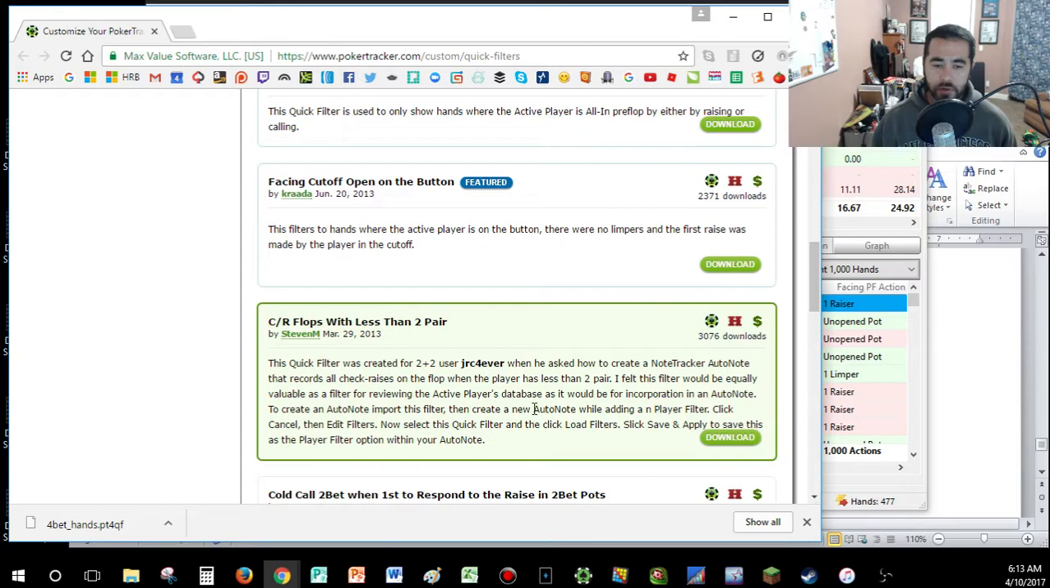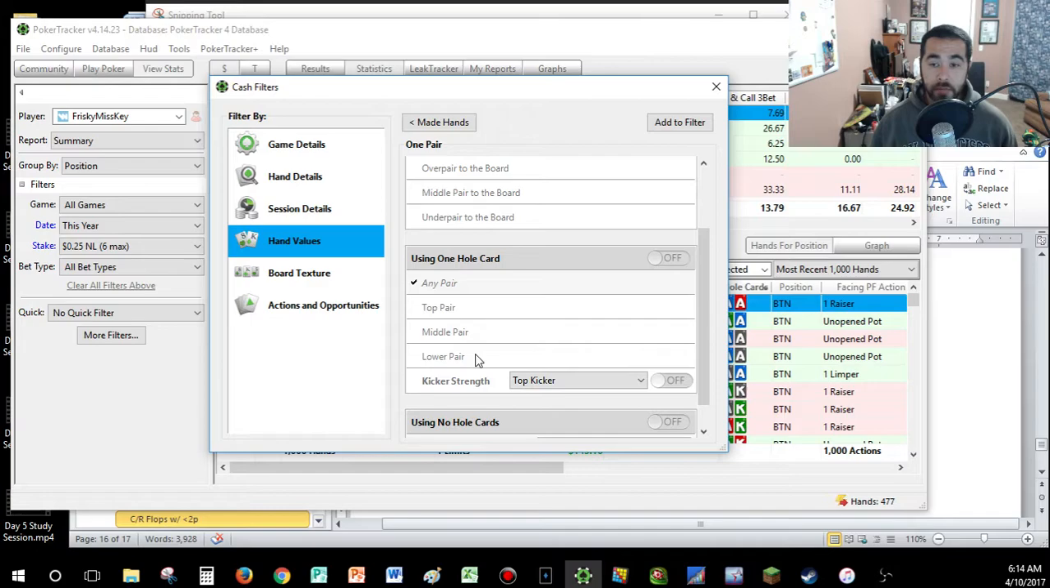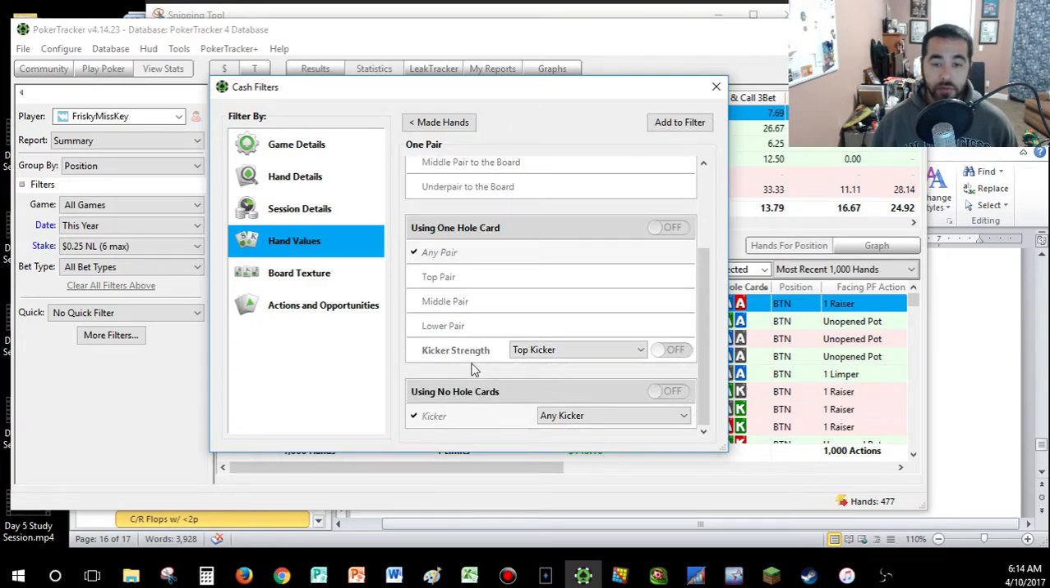Note tracker auto note feature. Oh, interesting. Okay, that's right. Check raise on the flop when the player has less than 2 pair, to make an auto note for that. That's pretty cool. It's interesting. I've never made my own auto notes. That's something I'll do this week, figure that one out. Kicker strength, lower pair.